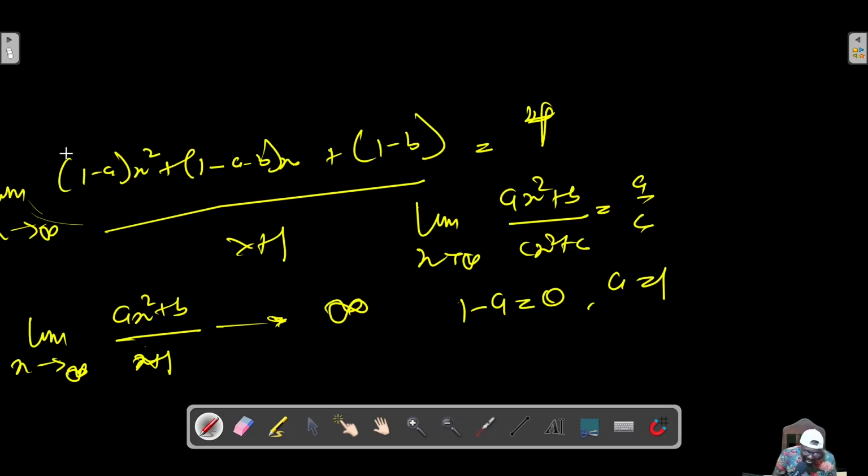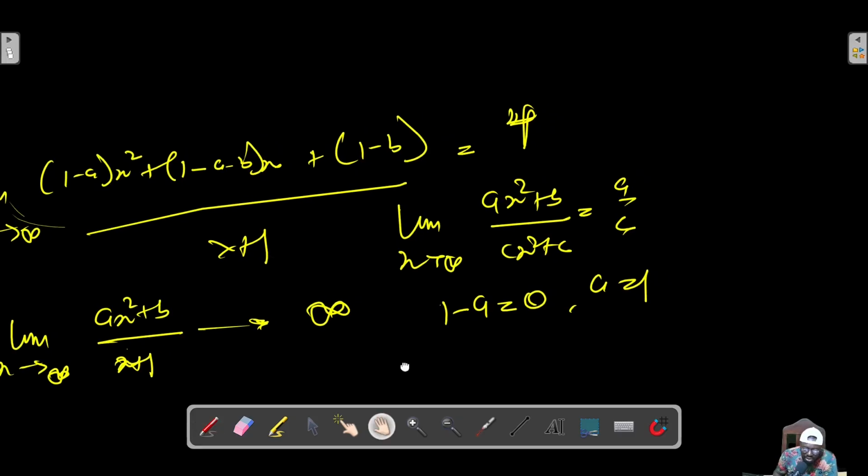If this particular term is 0, then what will be the limit? The limit will be 1 minus a minus b, which is the coefficient of the greatest term here. If our limit is surely a constant, then it is the coefficient of the greatest term here divided by the coefficient of the greatest term here, which is 1 in this case. It is so simple. So let us do that.